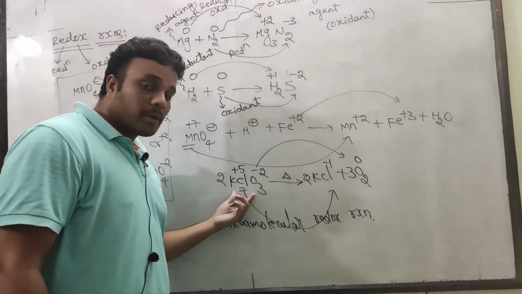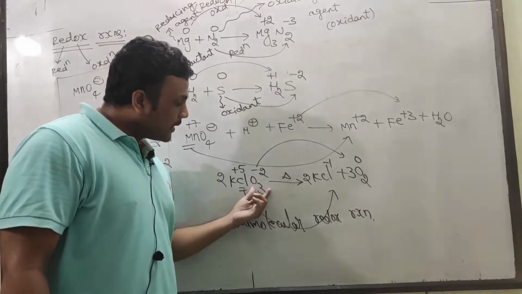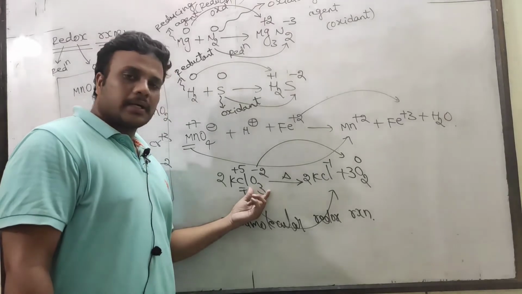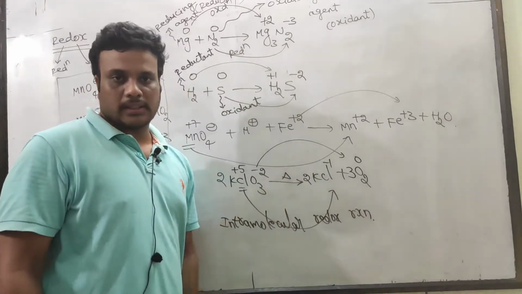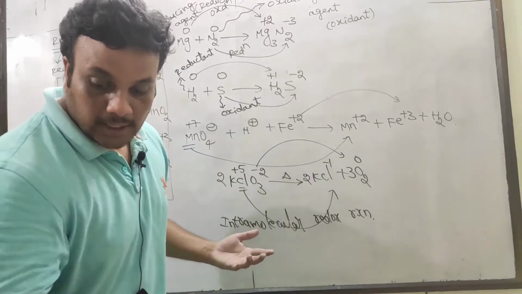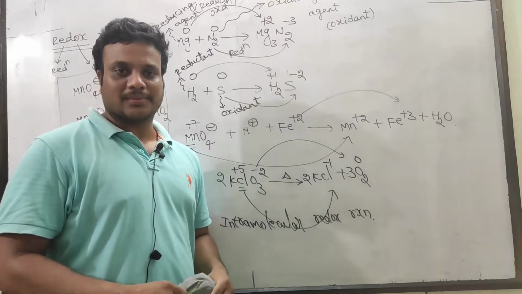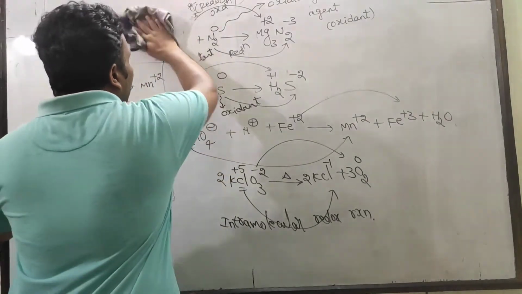So how to identify oxidizing and reducing agent? Actually, chlorine from potassium chlorate acts as oxidizing agent. Oxide ion or oxygen from potassium chlorate acts as reducing agent, because it is undergoing oxidation. From the same substance, different elements undergo oxidation and reduction, so different elements act as oxidizing and reducing agents.